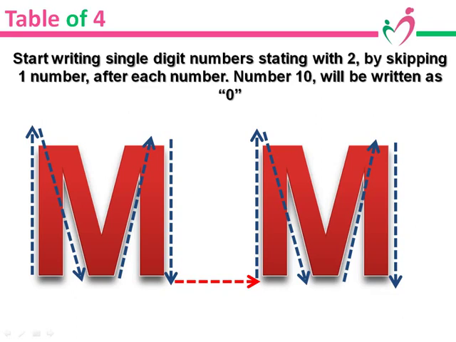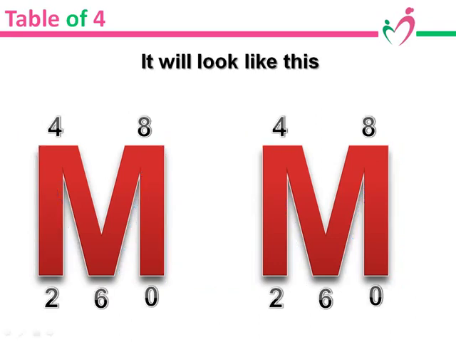Remember, it will only be from 2 to 10. And just remember, whenever we come to 10, we will not write 1, 0, 10. We will only write 0. What happens next? Let's see. We start at the bottom of the first M on the left side and write a 2. Go straight up, write 4. Come diagonally down, and in the center of the first M write 6. Then diagonally up on the first M write 8. And then come down again below 8. Remember, when it comes to 10, we will write a 0, not 1, 0, 10. Just like this, on the second M, which is on the right side, we do the same thing.